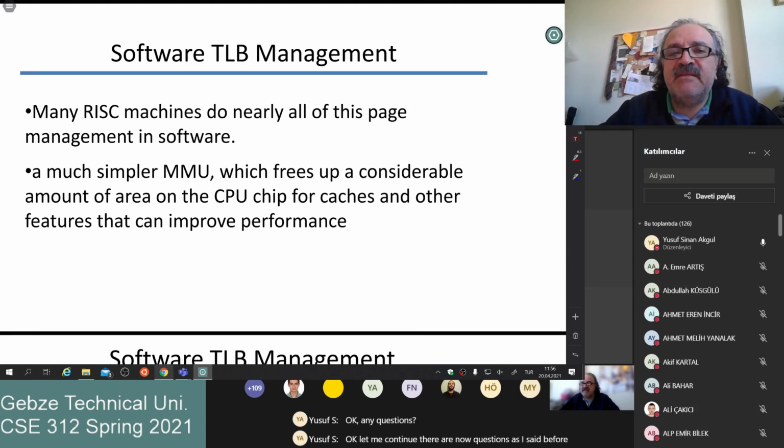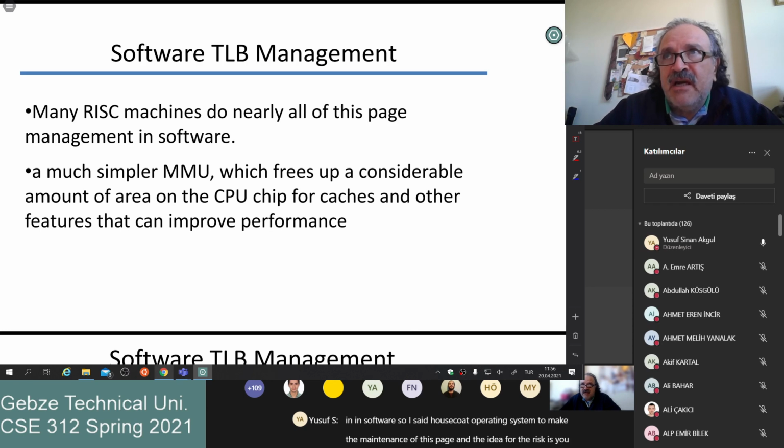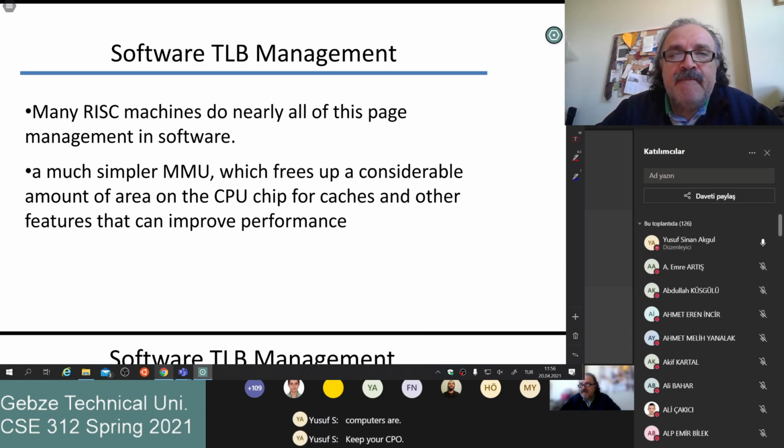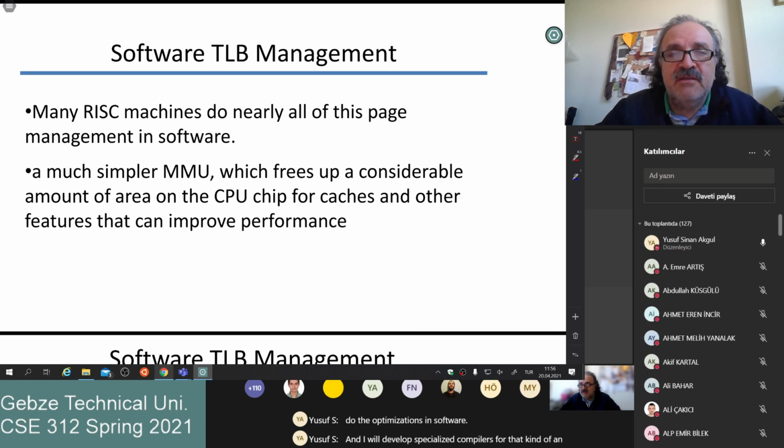As we said before, many RISC machines do nearly all of this page management in software. So it's a task of the operating system to maintain these pages. And the idea of RISC, you know that, right? The idea of RISC computers is to keep your CPU simple. Don't include complicated instructions. Don't try to handle these kinds of tables in hardware. Instead, give me lots of registers, give me lots of cache space, and I will do the optimizations in software, and I will develop specialized compilers for that kind of hardware. That's the idea of RISC.